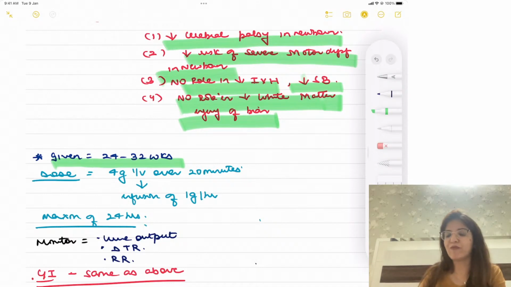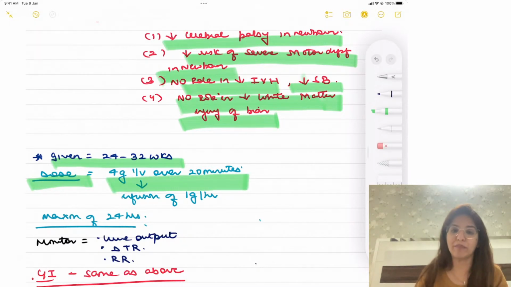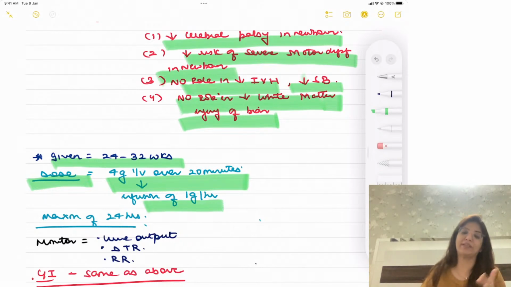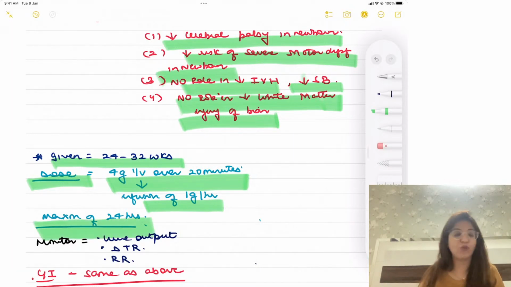And what is the dose? See, for tocolysis, I told you, you have to start with 6 grams. But for neuroprotection, you have to give 4 grams IV over 20 minutes and then an infusion of 1 gram per hour. Tocolysis, it was 6 and 2. And for neuroprotection, it is 4 and 1. Maximum you have to give for 24 hours, and you are going to monitor urine output of the mother. You are going to monitor her respiratory rate and her deep tendon reflexes. DTR is deep tendon reflexes.